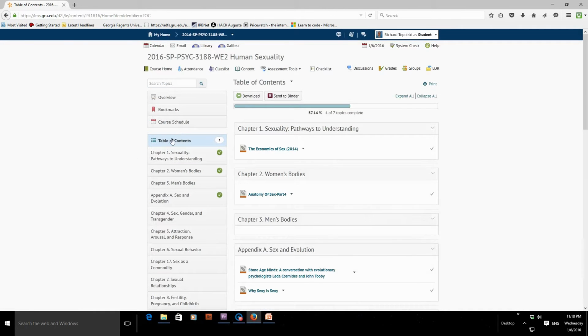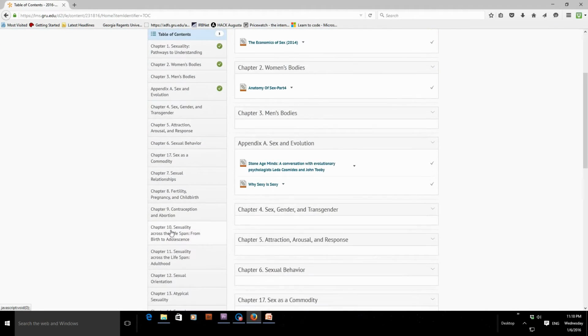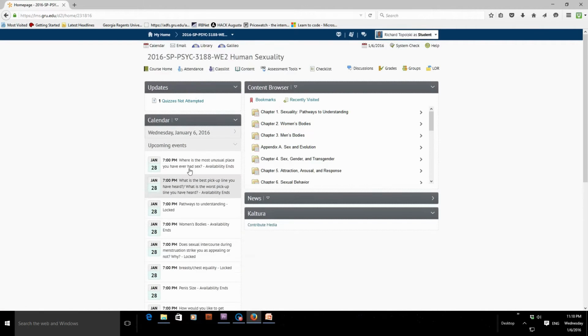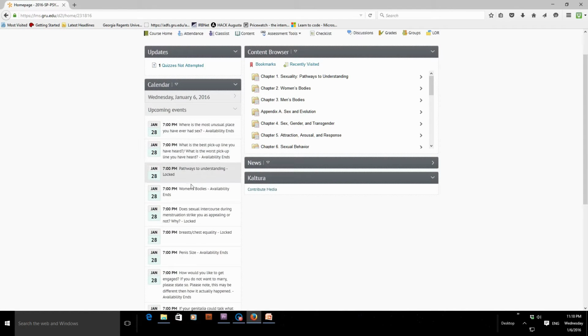You will also see along the side here not only the table of contents, but you should also see a calendar. If you go to the course home, upcoming events tell you each of the things that are due and when they're due. Basically, the class is broken up into a series of modules.